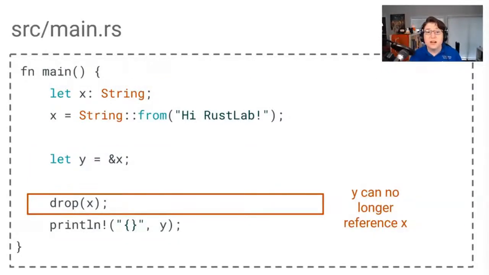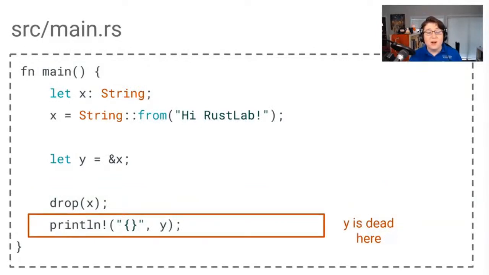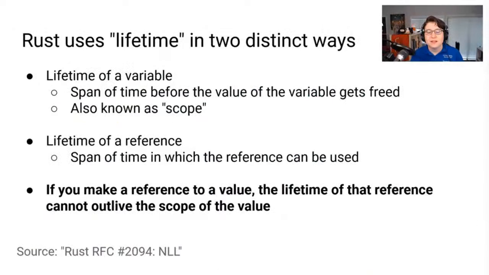Y can no longer reference the value of X after this line, and at this point, Y along with X would be dead. In order for this code to compile, the lifetime of X must last at least as long as the lifetime of Y. The overarching way the scope and the lifetime of a reference relate to each other is that if you make a reference to a value, the lifetime of that reference cannot outlive the scope of the value.